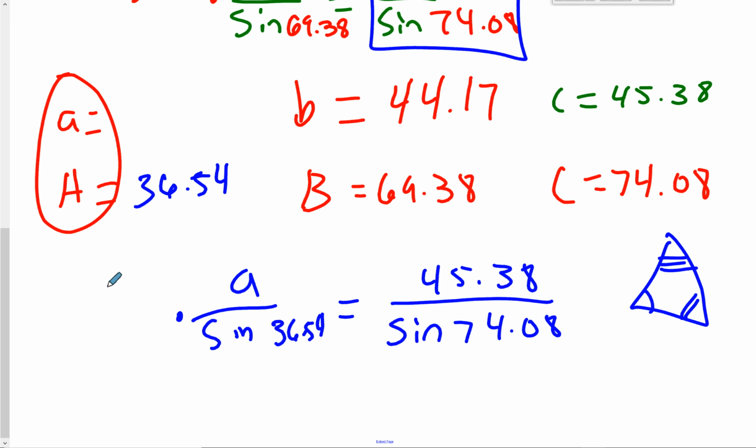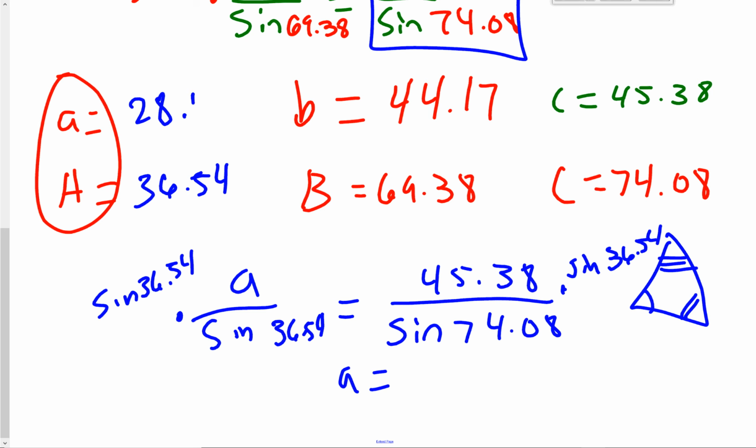Now I can multiply both sides by sine of 36.54. And then I got my little a, which is 28.10, if I'm doing proper sig figs. So there you go, there's my whole triangle. I got my three sides and my three angles all done.